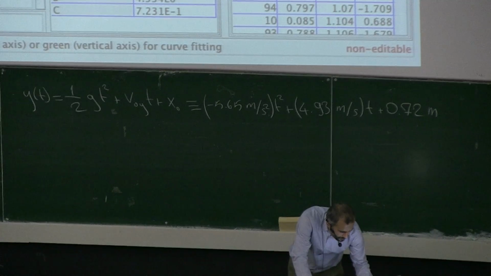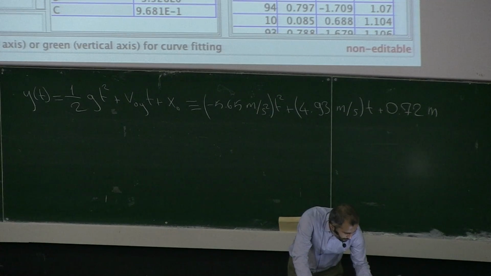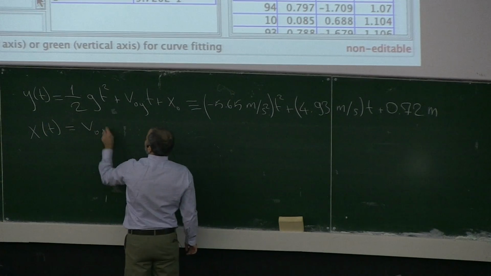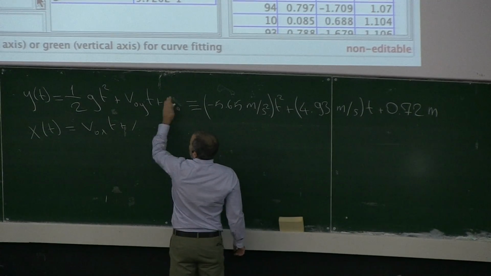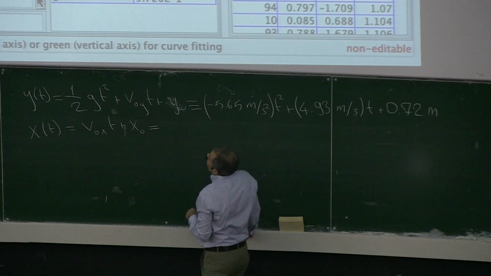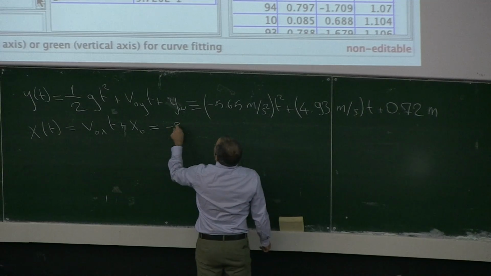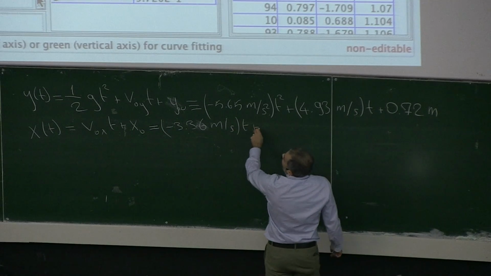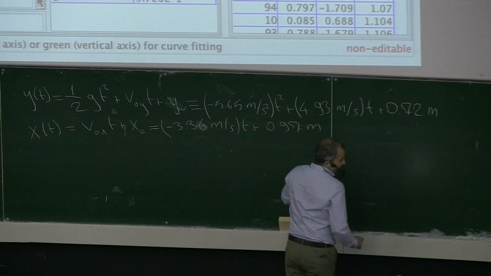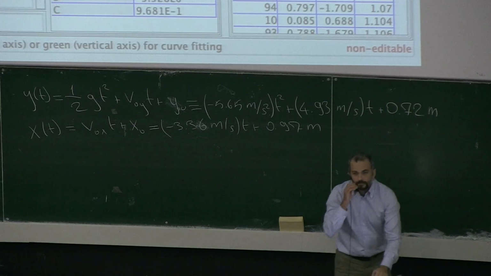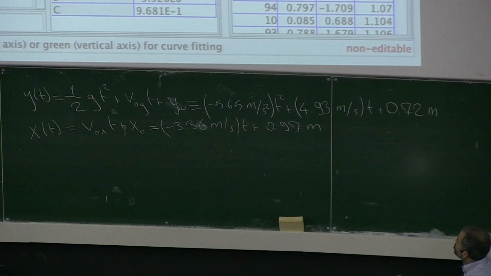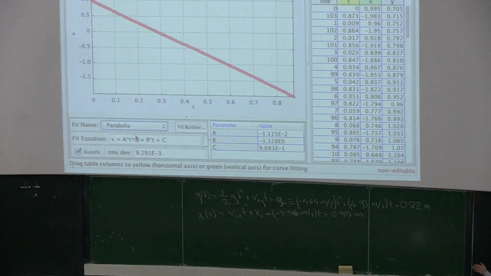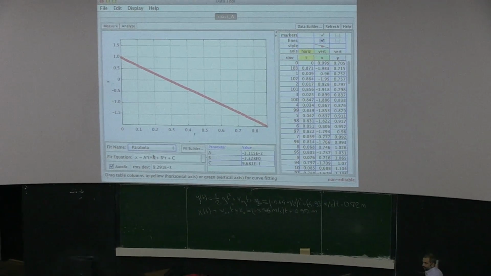Now, if you go to the x coordinate, along the x direction, it should be motion with constant velocity. So it should be v0x t plus x0. And we find that it is given by minus 3.3536 meters per second t plus 0.97 meters. Now we can also try to do a parabola of it to find if there is some acceleration. Now the acceleration of the x motion is 3 times 10 to the power minus 2, which we can neglect. Now there will be some acceleration because there is air resistance, but we see that the air resistance is almost negligible. It doesn't exist, more or less.